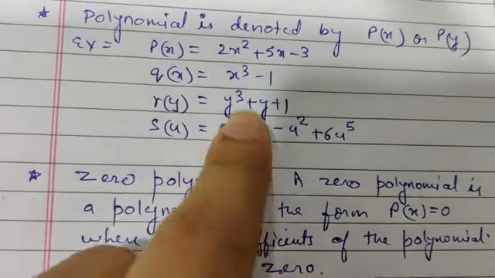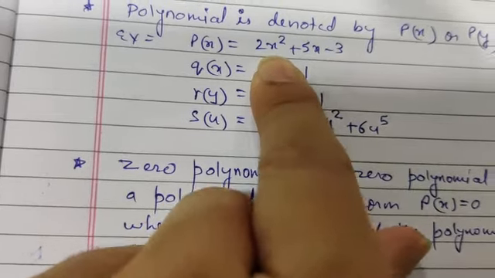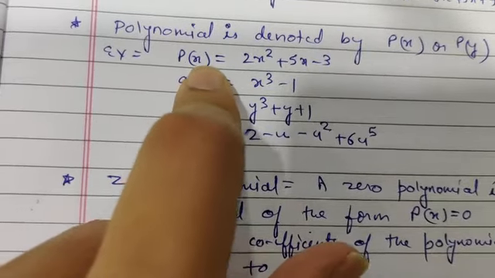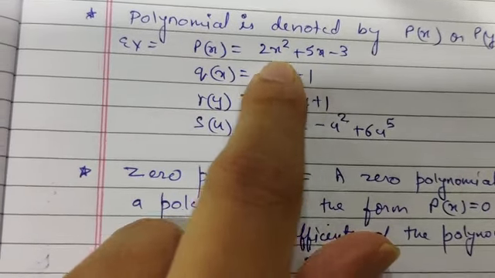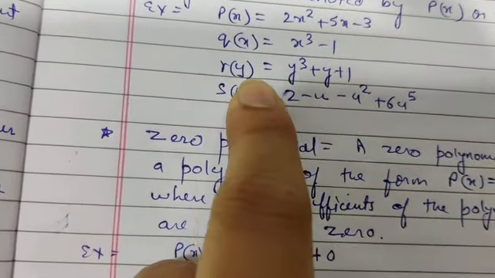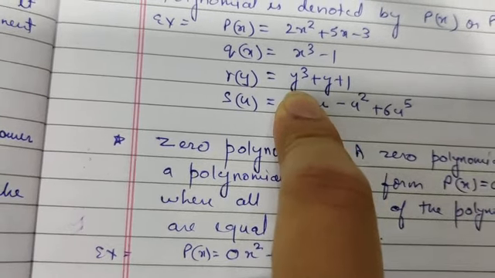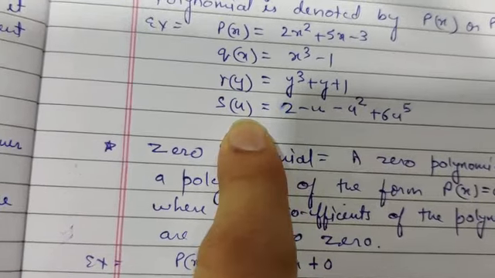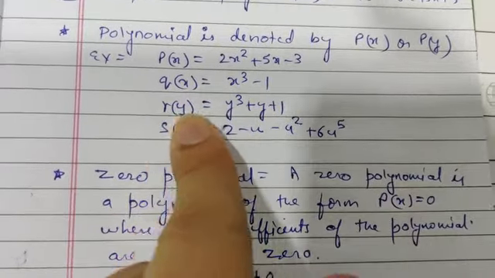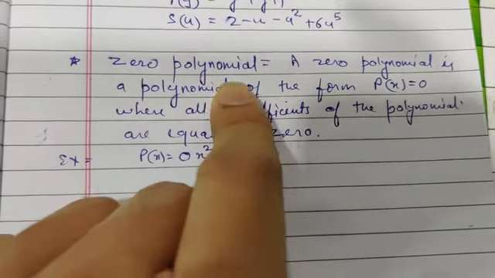So we have taken 4 examples here. The first one is trinomial, 2x square plus 5x minus 3, or we can say quadratic polynomial because the degree is 2. So we can represent it like this, p of x. Why are we writing x here? Because the variable is x. Whatever the variable is in the expression, we have to write here. Like q of y. So here we are using y as the variable. S of u, so u is the variable here. So we can denote any polynomial like this, p of x, q of x, r of y, s of u. Zero polynomial is what?